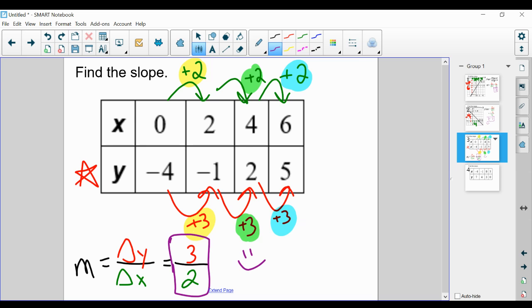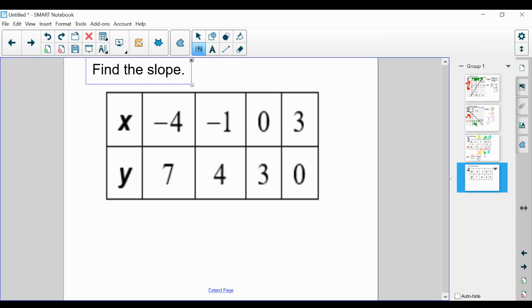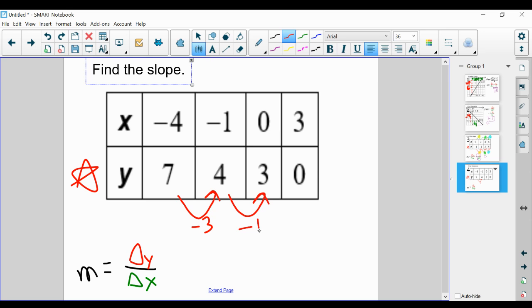Awesome. Let's do one more here, folks. All right, so let's find the slope. Again, we know that the slope is equal to the change in y over the change in our x value. So let's look at those intervals of our y values. Our y values are down here. Well, we go from 7 to 4 by subtracting 3. Go from 4 to 3 by subtracting 1, and 3 to 0 by subtracting 3.